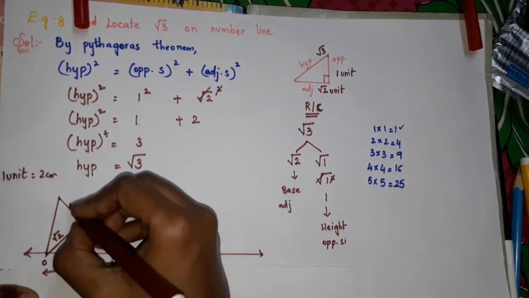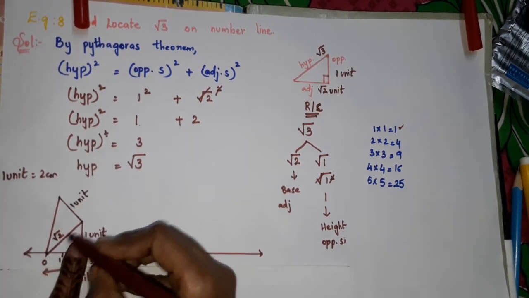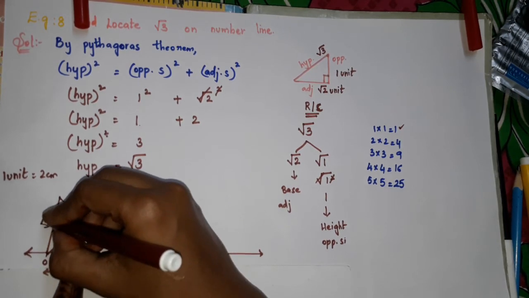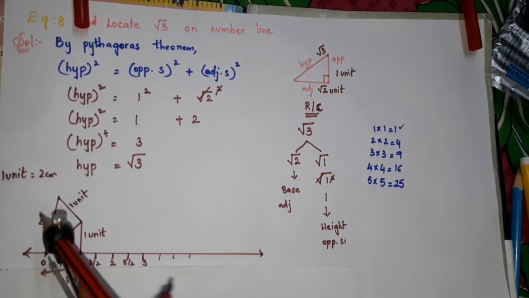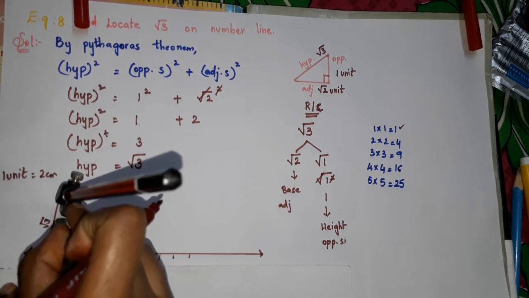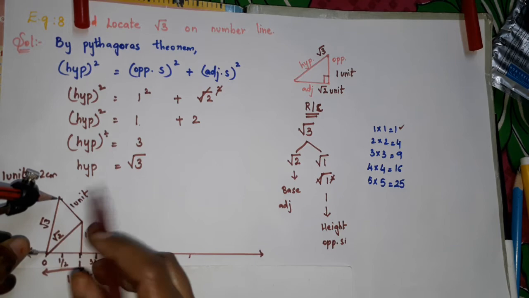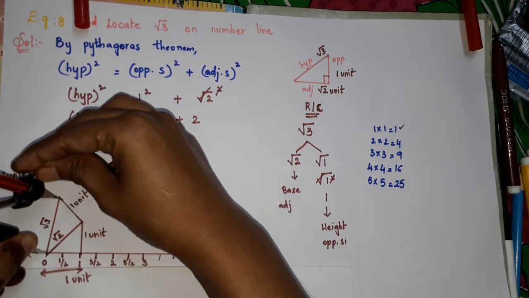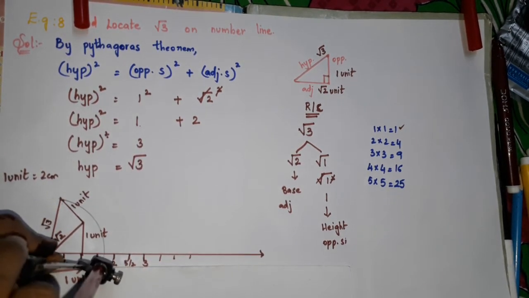Now this is 1 unit. See here, now base became √2 and height became 1 unit and hypotenuse will be √3. Now we have to measure from 0 till this point. Till this point we have to measure it. First I'll measure it and then we have to draw an arc.